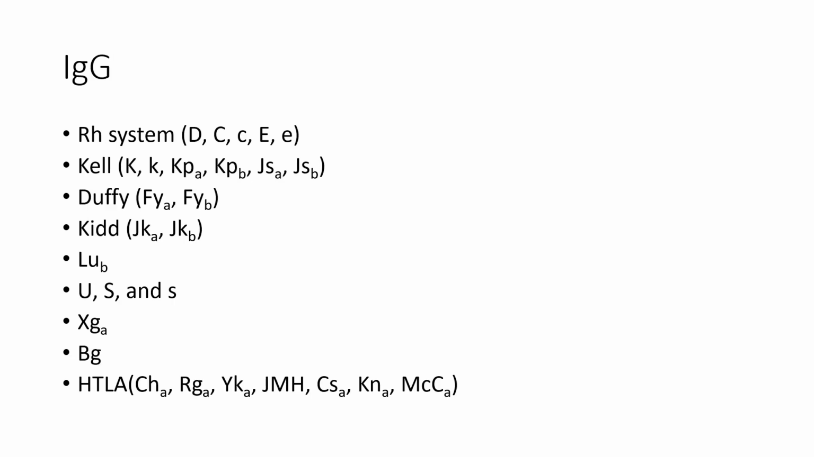IgG antibodies are always clinically significant because they're capable of causing hemolytic transfusion reactions and hemolytic disease of the fetus and newborn. They include the RH system, Kel, Duffy, KID, Lutheran B, SS and U, XGA, BG, and HTLA antigens, Cheeto, Rogers, York, JMH, etc.